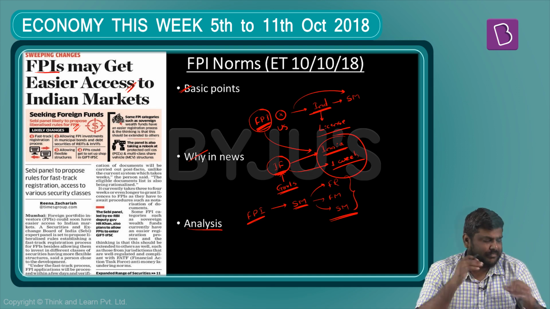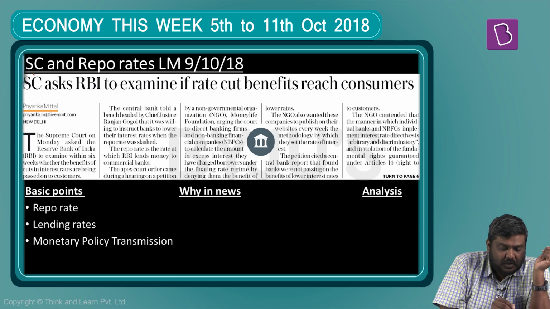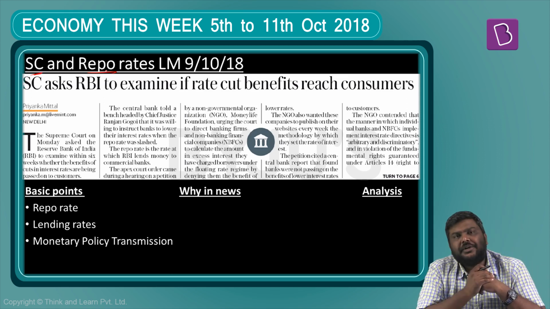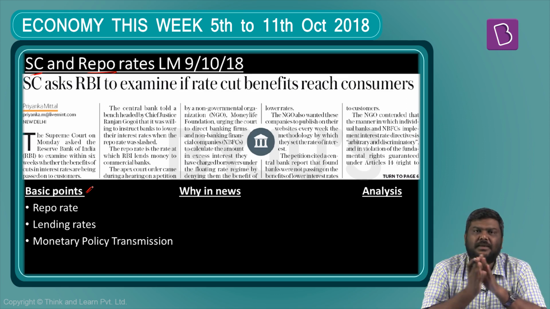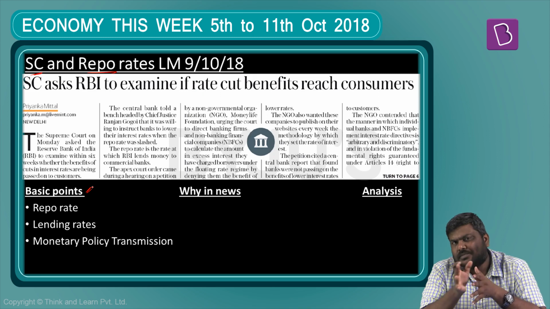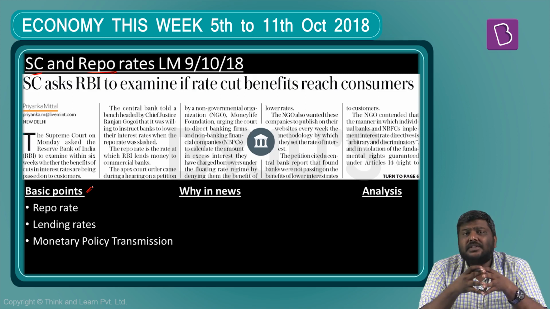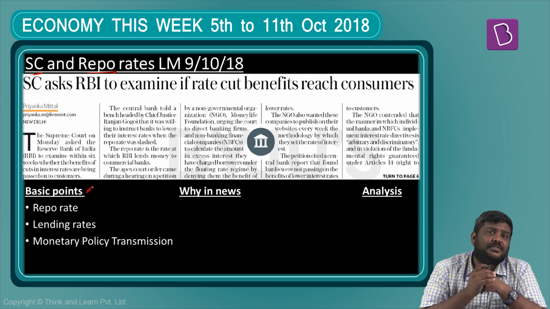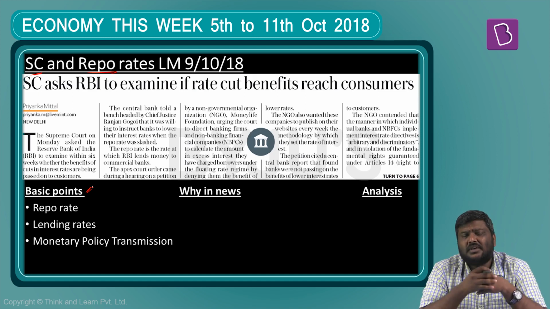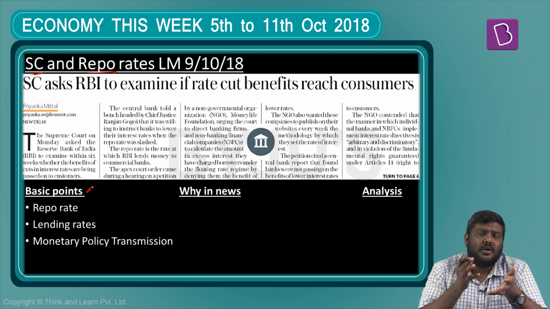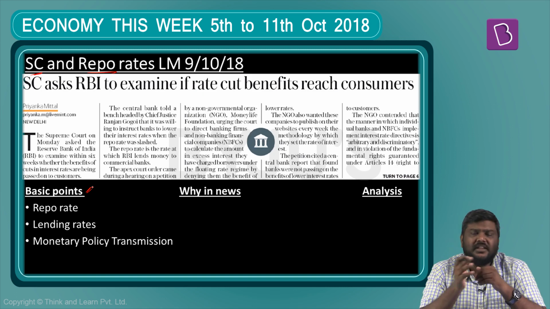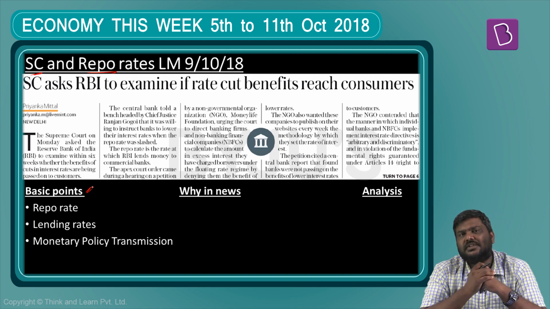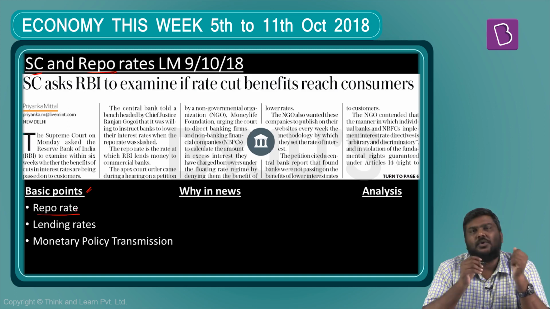The next article is related to the Supreme Court as well as the repo rate. Before analyzing the article, let's look at some very important basic points. RBI will announce monetary policy. Monetary policy is used to regulate the money flow in the system, and RBI will use a large number of quantitative or qualitative tools to regulate the money flow. But the most important policy tool, or the policy rate, used by RBI to regulate the money flow in the system is nothing but the repo rate.